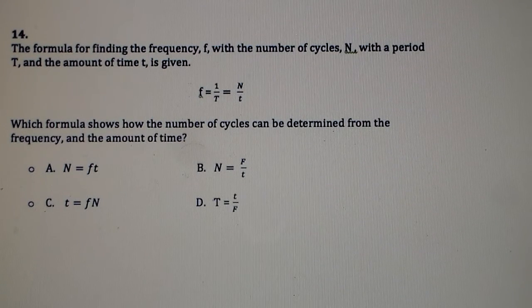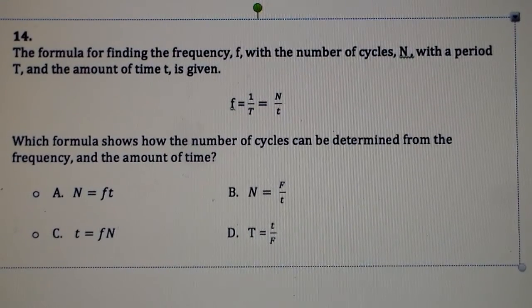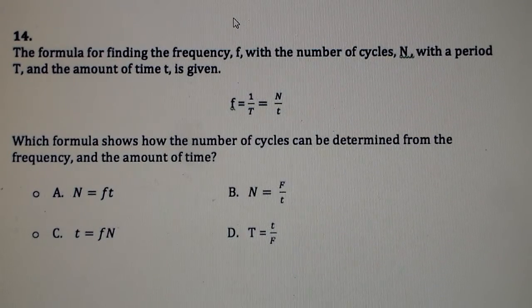Now number 14 is a little bit trickier. Let's make that a little bit bigger. Some people get confused because there's two equal signs. So it is a little more on the challenging side here. So the formula for finding the frequency f, with the number of cycles n, with a period T and the amount of time t is given. So f is equal to 1 over T, which is also equal to n divided by t, where these two T's stand for different things. Capital T stands for the period, and lowercase t stands for time.